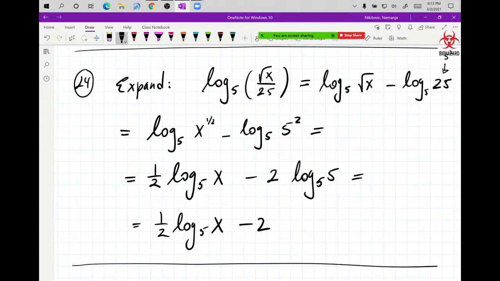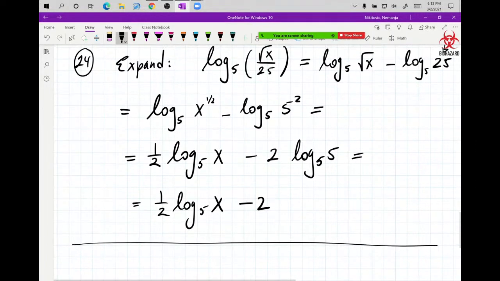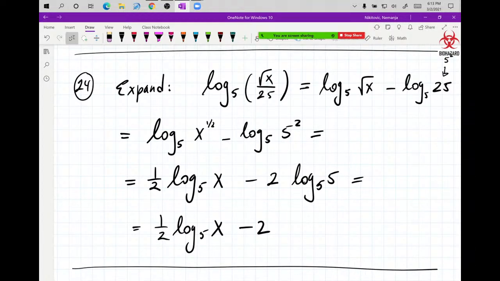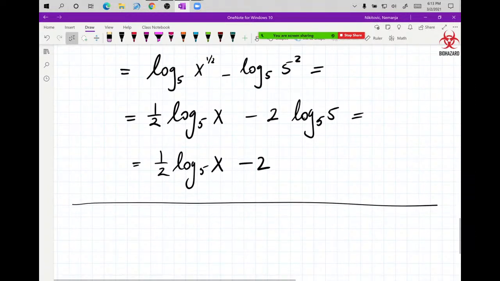Let's do another one of these. Isn't it when you have log 5 of 25, it's like 5 to what power equals 25, right? Yeah, which was 2. But see, if you rewrite 25 as 5 squared, now the 2 goes in front, so it makes it nice.